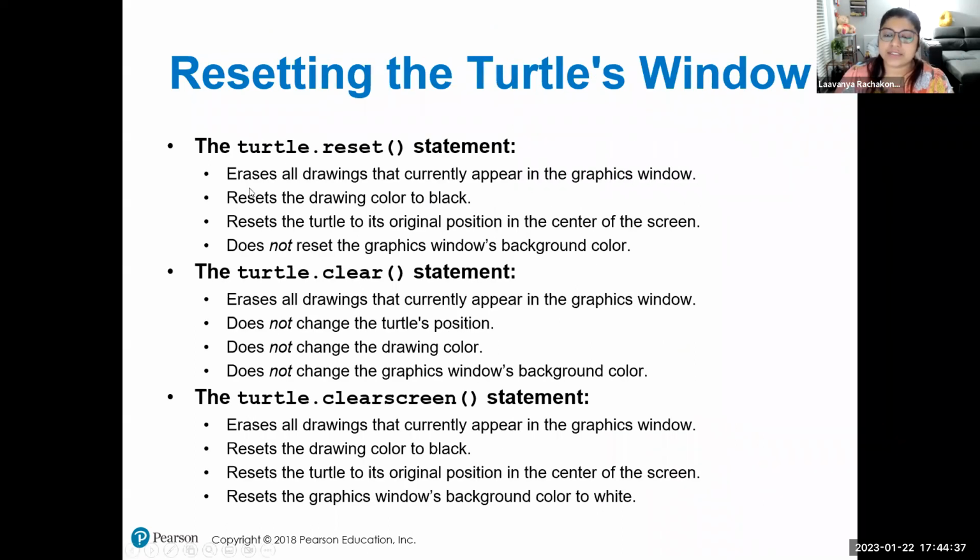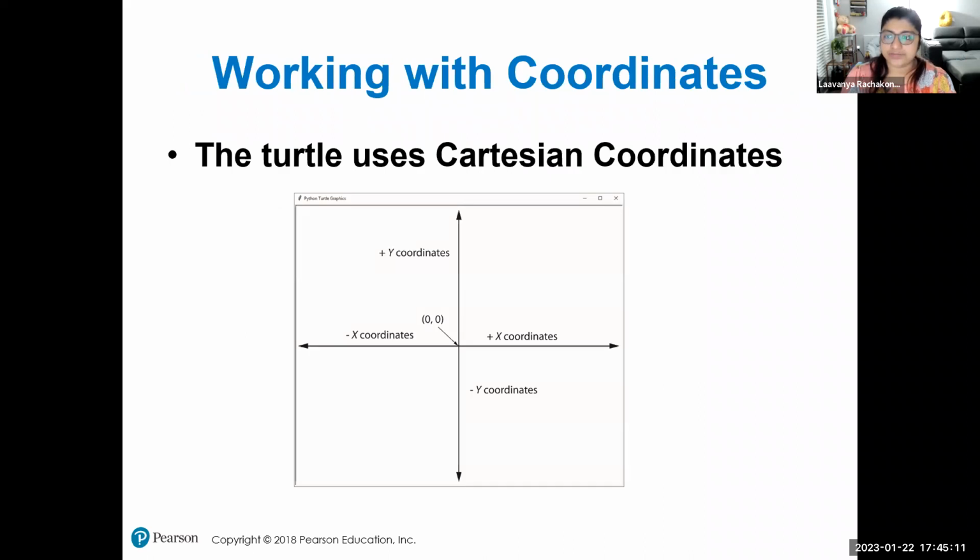To reset the turtle's window, you can directly type the turtle dot reset statement, which will erase all the drawings, reset all the colors to black, and bring the turtle to its original position at the center of the screen, but it will not remove any background color. Turtle dot clear will clear all the drawings, but does not change the position, does not change the drawing color, and does not change the graphics window's background color. Turtle dot clear screen will remove everything. It will bring back the turtle to its original position, make it black, clear all the drawings, and also change the background color to the default, which is white.